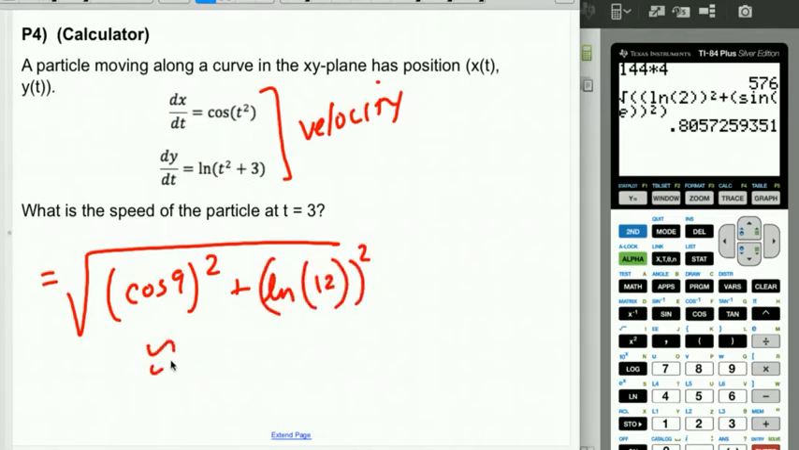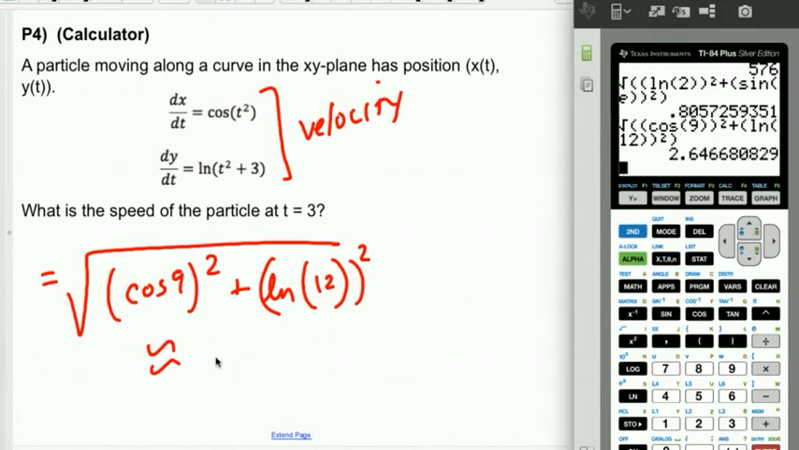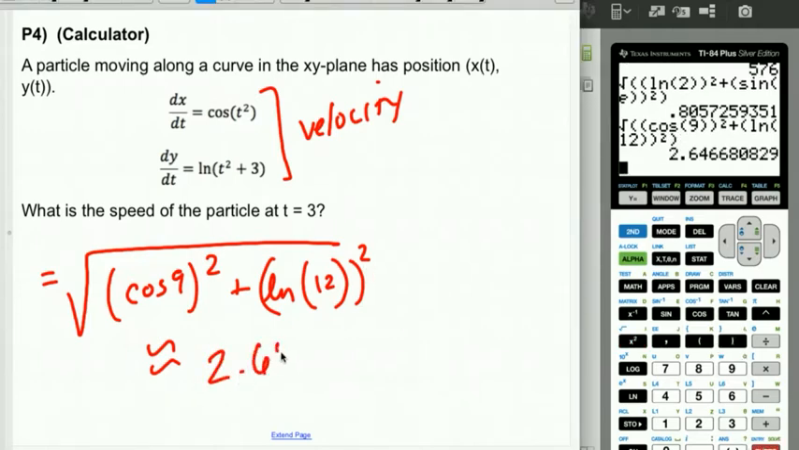And then I'm going to type it in a calculator, right? So a square root of, in parentheses, the cosine of 9. Do make sure you're in radian mode, because boy, would that stink. Plus the natural log of 12. So the natural log, and then in parentheses 12. Close the log, close the whole thing, square it, and then close the root. So I get 2.646 or 7.